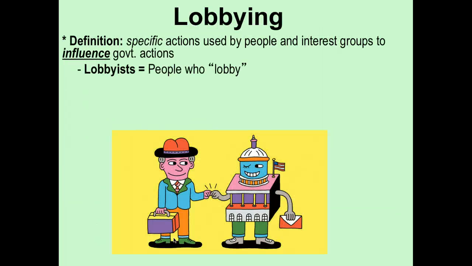Another concept connected to interest groups, and this is really what interest groups do, the concept is called lobbying. Lobbying is the specific actions that people and interest groups use to influence the actions of government. And then you see the word here, lobbyists. A lobbyist is a person who actually does the lobbying.